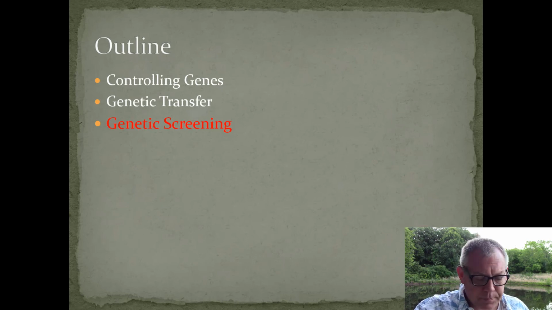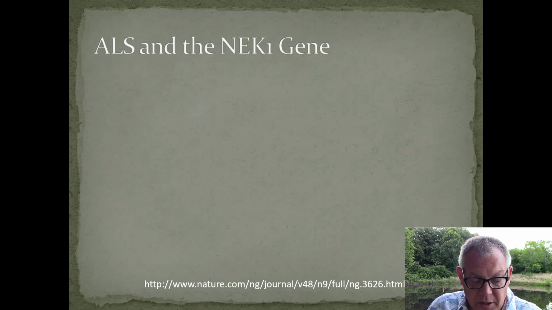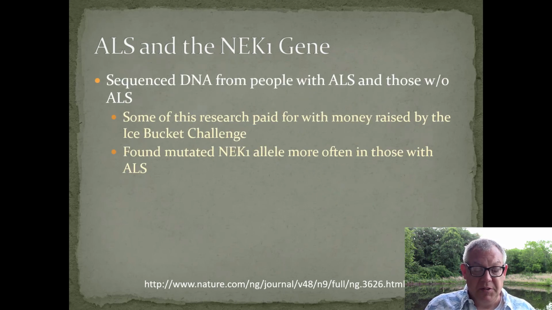Okay, so the last thing I want to talk about is genetic screening. Basically, another upside of understanding human DNA in the detail that we have now is that we can start to understand diseases better, and we can start to look for them, and then hopefully treat them better. And so we can start testing for a lot of diseases. An example here is ALS, right? Lou Gehrig's disease.